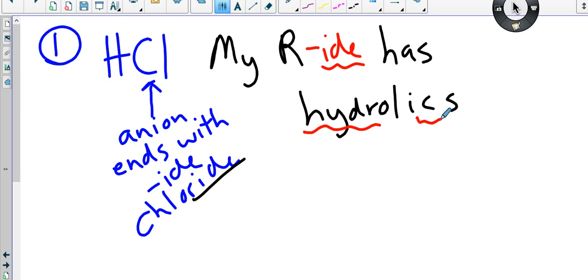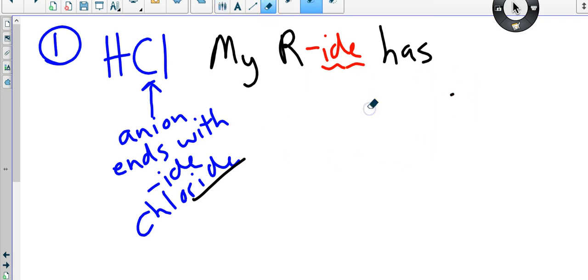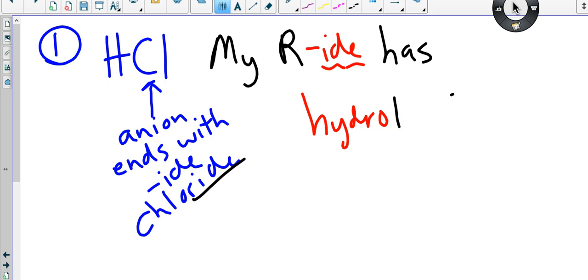I'm going to make that better. I feel like I can. Whee! I'll figure out how to do this eventually. I want to do red. Hydro. And I'm not spelling it right. I don't care.